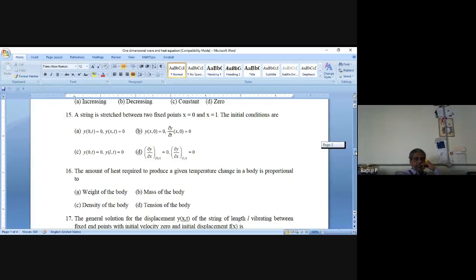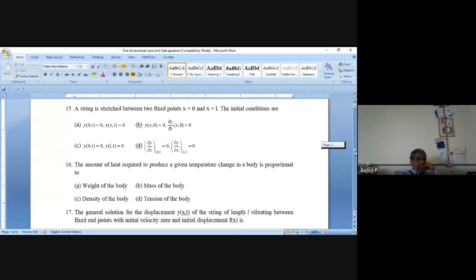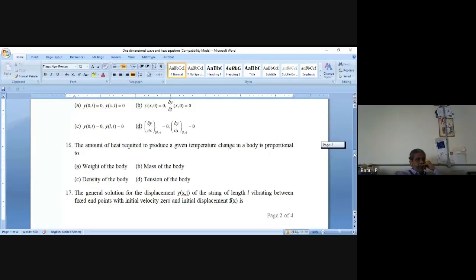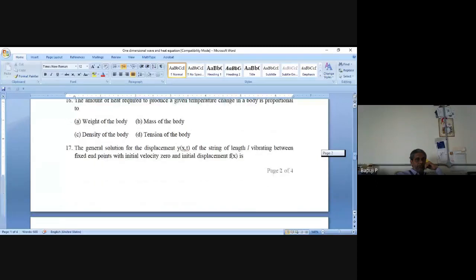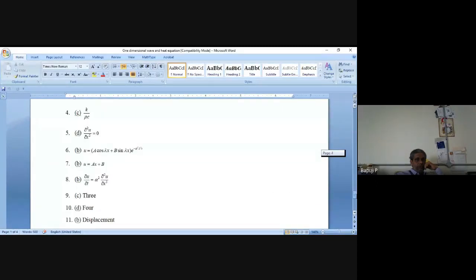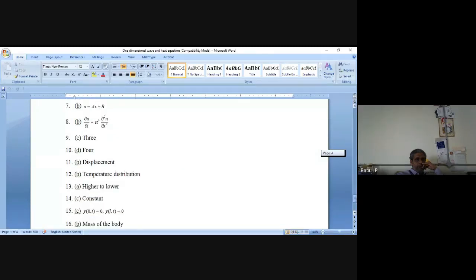The amount of heat required to produce a given temperature change in a body is proportional to: weight of the body, mass of the body, density of the body, tension of the body. The mass of the body. Mass of the body.